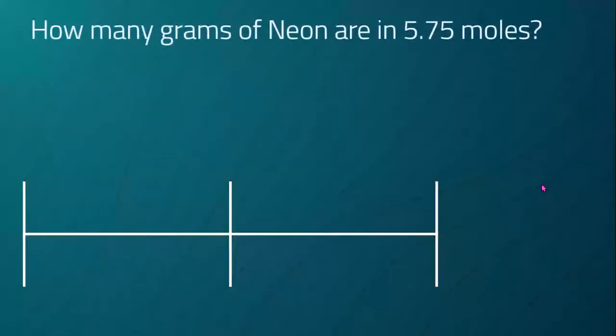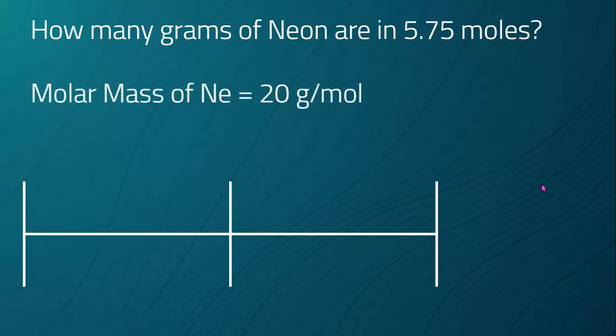So let's do some practice problems. That's the easiest way to learn this. So the question is saying how many grams of neon are in 5.75 moles. Now the molar mass of neon, if you look on the periodic table, we can round to 20 grams per mole. We're going to use that.